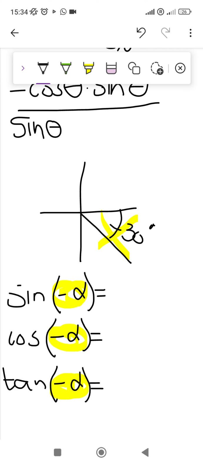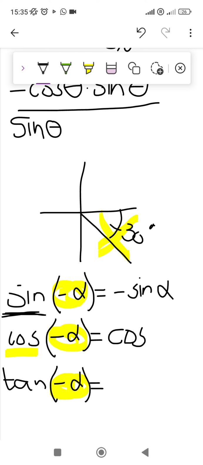So I ask myself now, the function that I have is sine. Is sine positive or negative in that quadrant? It's negative, so it's going to be negative sine of my acute angle. Similarly, cos. Looking at this one over here, negative acute, still in the fourth quadrant, and we ask ourselves, is cos positive or negative there? Cos is positive there, so the reduction is going to be positive cos of our acute angle, which is alpha for now.